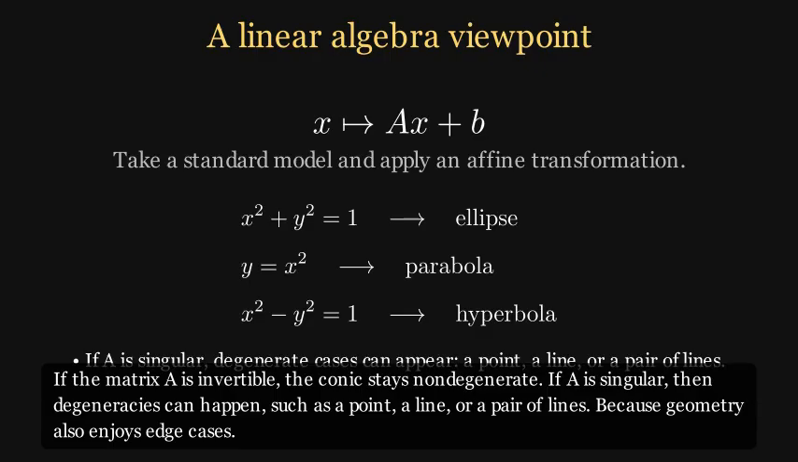If the matrix A is invertible, the conic stays non-degenerate. If A is singular, then degeneracies can happen, such as a point, a line, or a pair of lines, because geometry also enjoys edge cases.